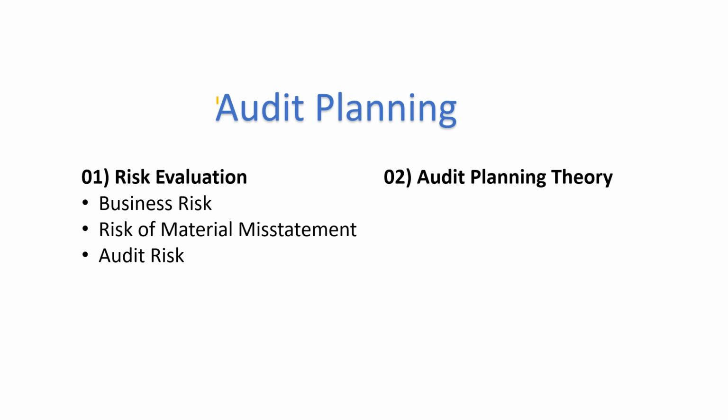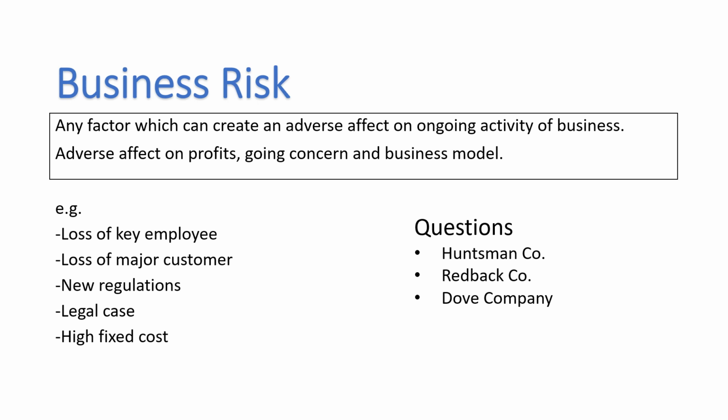First, we are focusing on risk evaluation. Risk evaluation includes business risk, risk of material misstatement, and audit risk. Business risk is an important question area in this attempt. The definition can be any factor which can create an adverse effect on the ongoing activity of the business, and you can say adverse effect on profits, going concern, and business model.